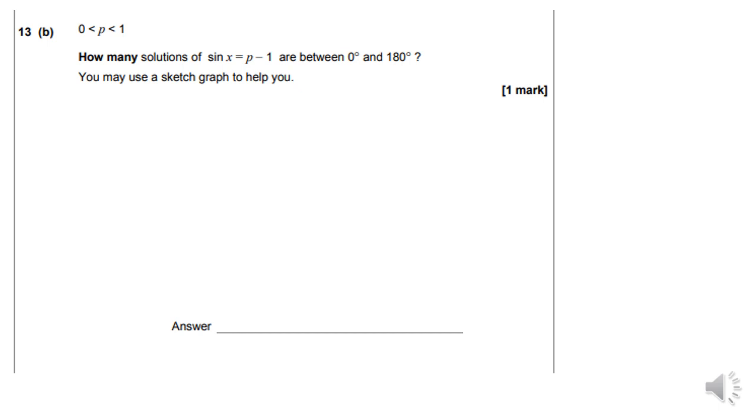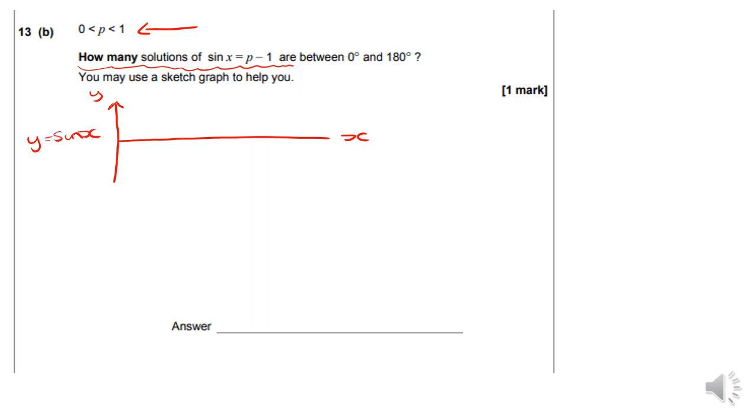This one's a bit trickier still conceptually, because it's talking about how many solutions of sin x equals p minus 1 there are between 0 degrees and 180 degrees. It's also interesting to note that p is between 0 and 1, so it's a positive number between 0 and 1. You may sketch a graph to help you, so I'm just going to quickly sketch the graph of sine of x. So this is x and this is y. I'm just going to quickly draw y equals sine of x.